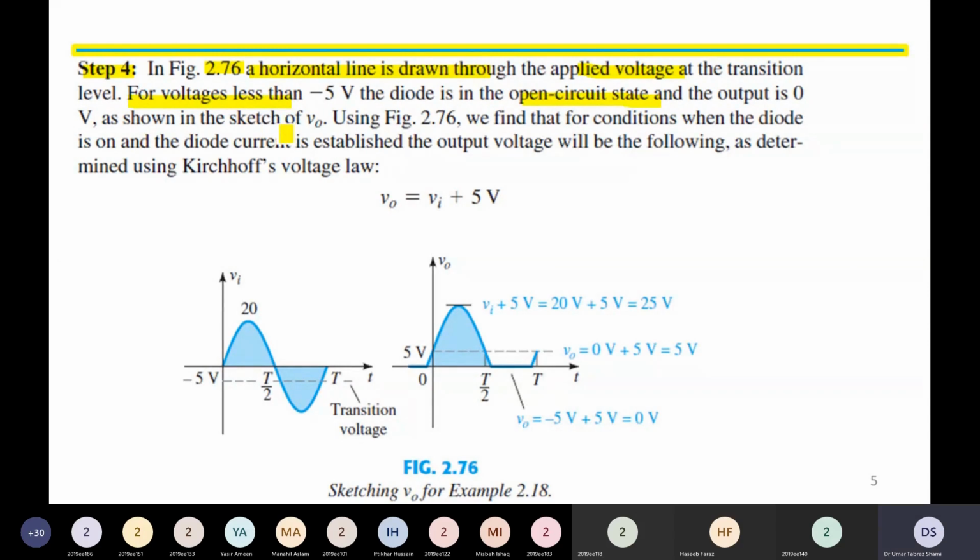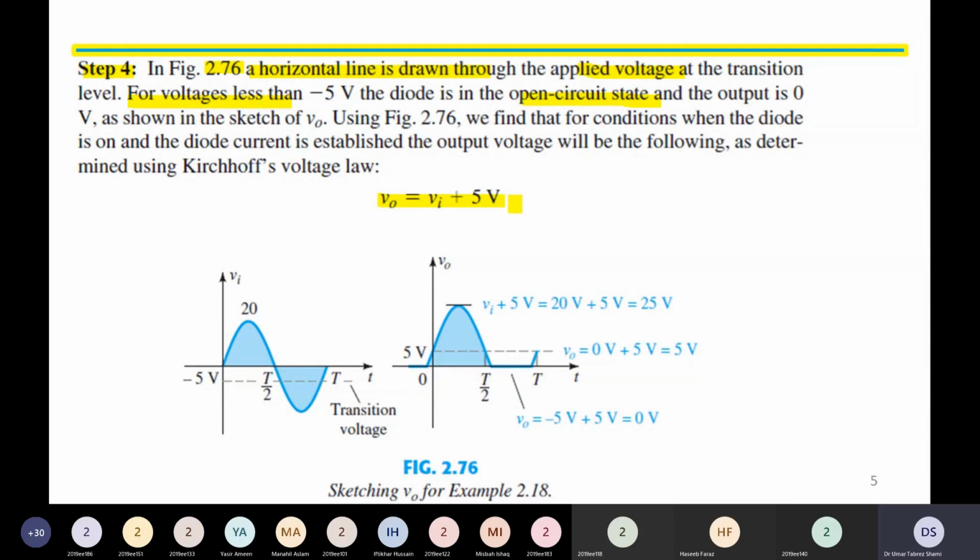Using figure 2.76, we find that for conditions when the diode is on and the diode current is established, the output voltage will be the following, as determined by Kirchhoff's voltage law, that is Vout is equal to Vin plus 5 volt. This formula is our general expression for determining the Vout voltage. And if you want to find the accurate value, we can always subtract the voltage drop of the diode.